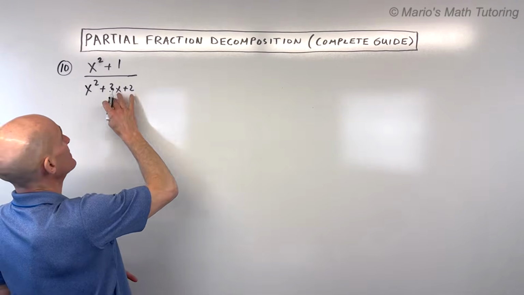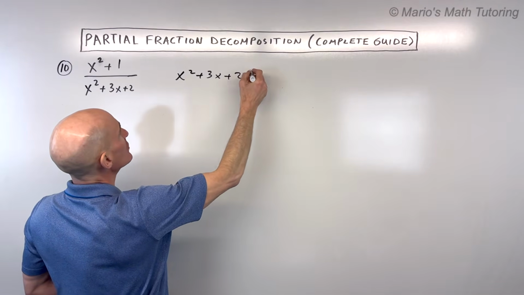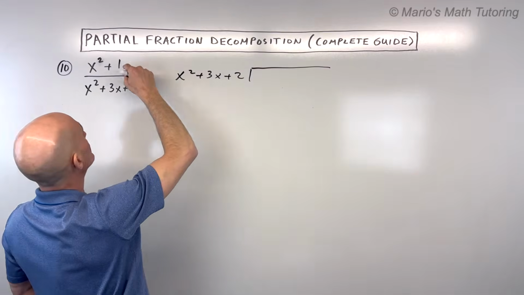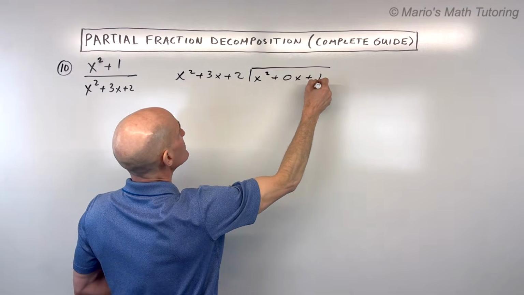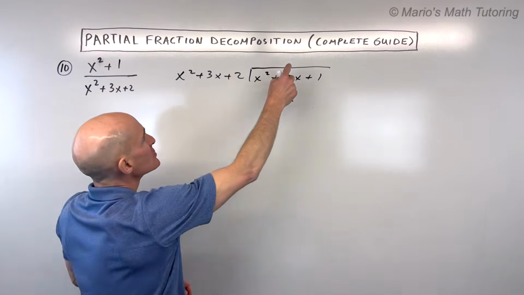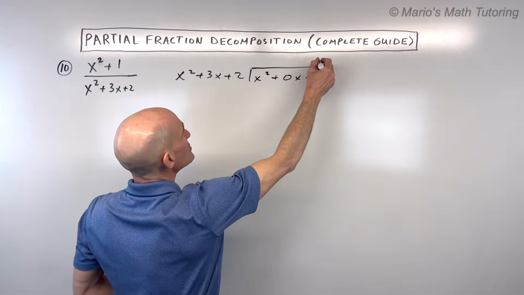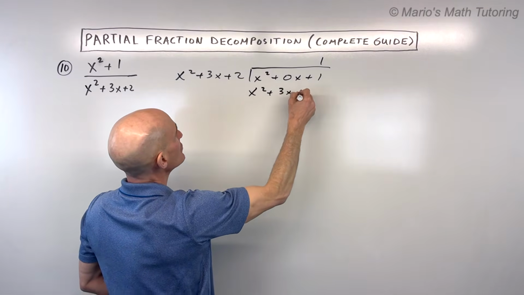Okay, so I'm going to take the denominator, which is x squared plus 3x plus 2. I'm going to see how many times it goes into x squared plus 1. Now x squared plus 0x plus 1 is the same as x squared plus 1. I'm just putting a placeholder there. So what times x squared is x squared? That's just going to be 1. So if I distribute the 1, I get x squared plus 3x plus 2.